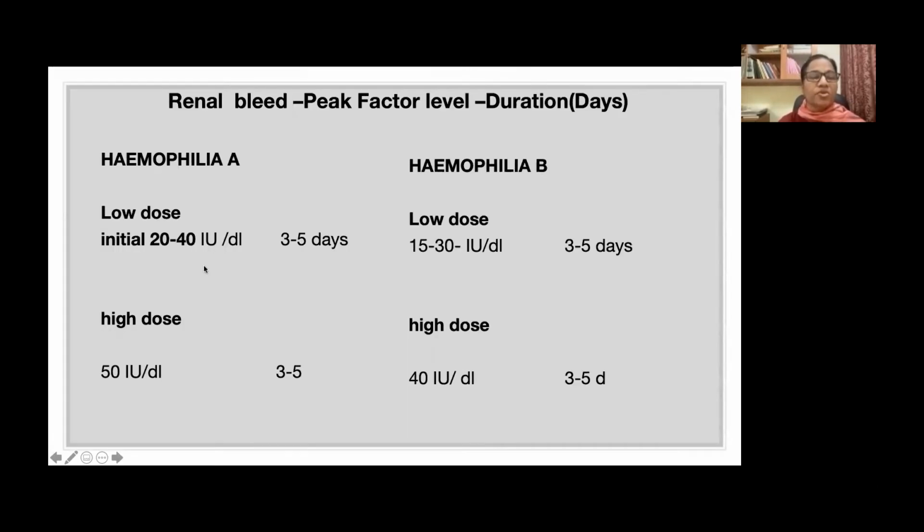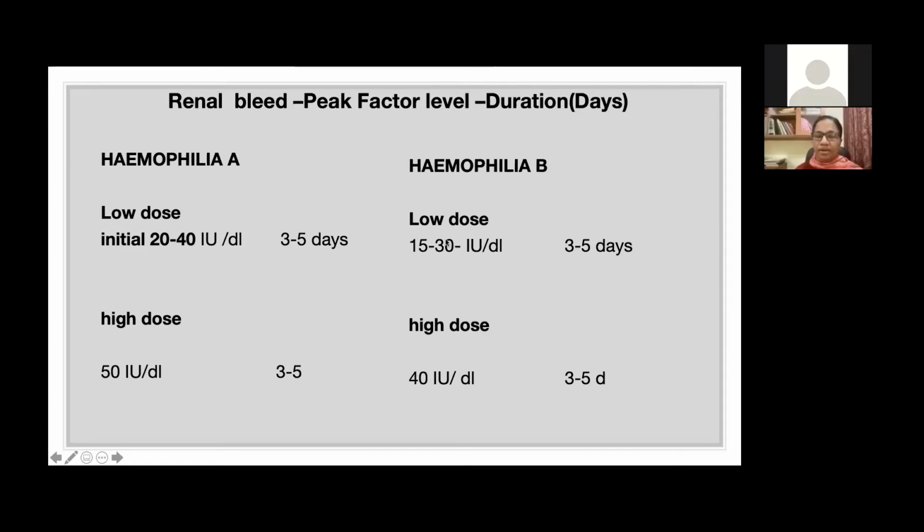And the recommended dosage is 20 to 40 IU per deciliter for 3 to 5 days. So it's not one day. You have to give factor for 3 to 5 days in case of hematuria. If the patient is free of passing blood in urine, you can stop the treatment, but it should be at least 2 to 3 days. And low dose in case of hemophilia B is also 15 to 30 for 3 to 5 days, and high dose is 50 IU per deciliter for 3 to 5 days, 40 in case of hemophilia B.